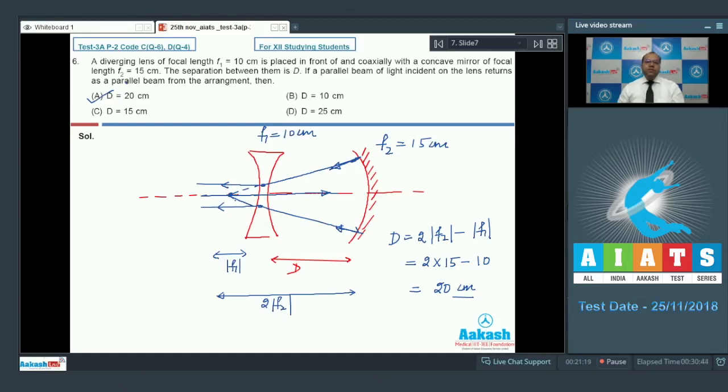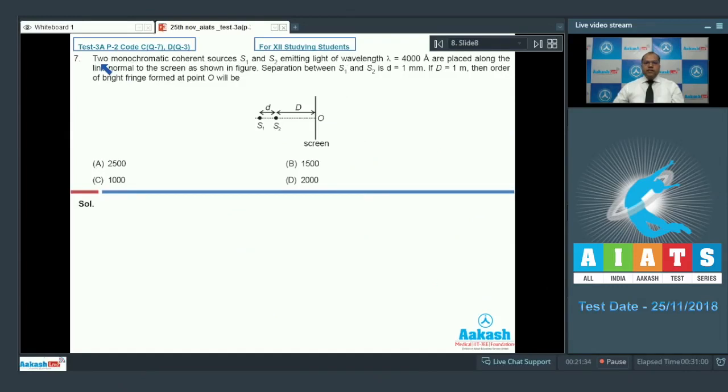Let's move to question number 7. In question number 7, two monochromatic coherent sources S1 and S2 emitting light of wavelength 4000 angstrom are placed along the line normal to screen as shown in figure. Separation between S1 and S2 is d, which is equal to 1 mm. If capital D is equal to 1 meter, then find the order of bright fringe formed at point O.